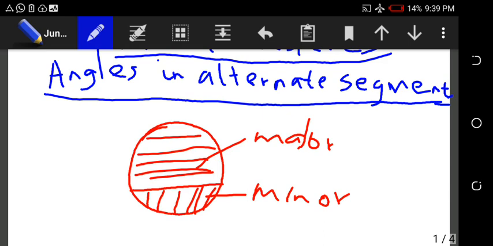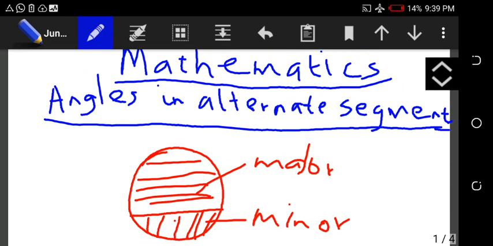So when you're considering the minor segment, the alternate segment to it is the major segment, and when you're considering the major segment, the alternate segment to it is the minor segment. That's how that works.